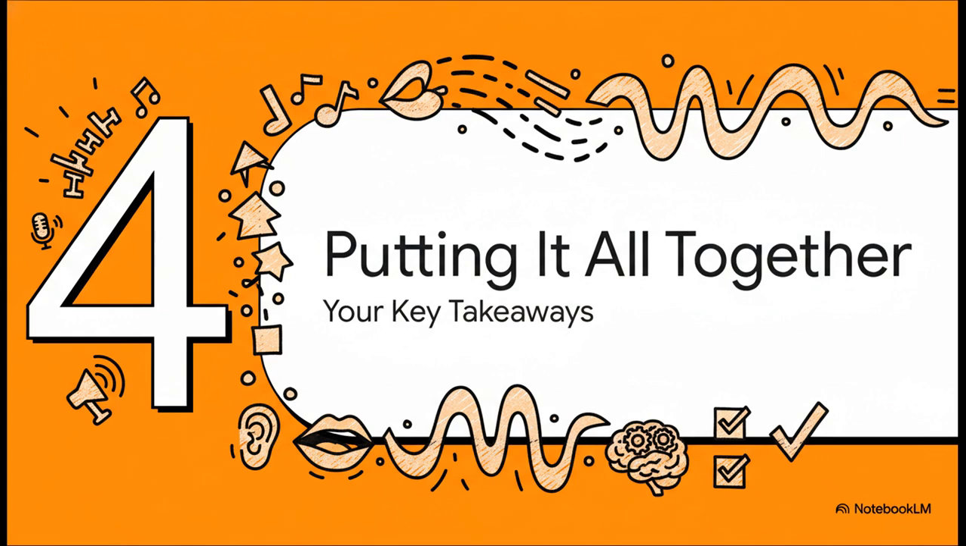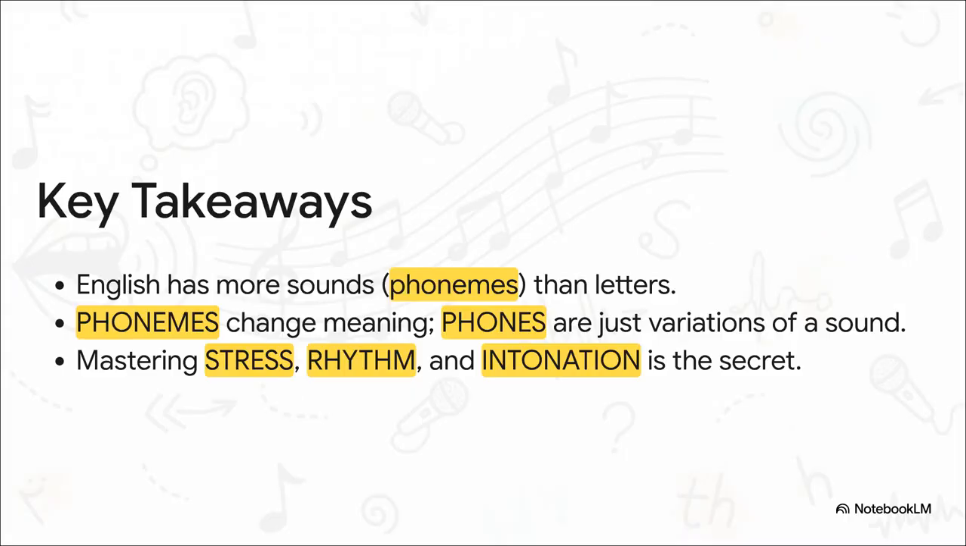So, there you have it. We've gone from the tiniest atoms of sound all the way up to the full orchestra of the English language. Let's just quickly wrap this up with the key takeaways you need to remember. Okay, number 1, remember that English has way more sounds, those are the phonemes, than it has letters. Number 2, the big one, phonemes change a word's meaning. Phones are just little variations of a sound that don't change the meaning. And finally, number 3, if you want to sound natural, the secret is in the music: stress, rhythm, and intonation. That's the whole game right there.